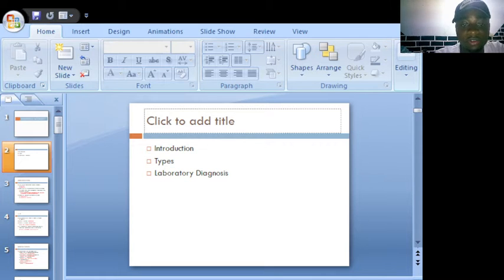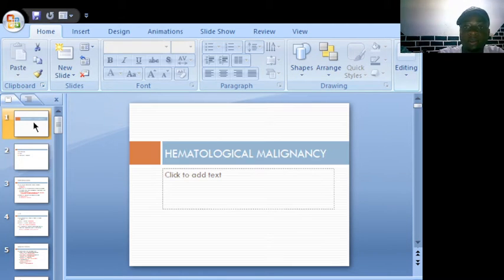Okay, good evening, friends. Today we want to talk about another topic in hematology. Okay, hematology. So, the topic tonight is hematological malignancy.